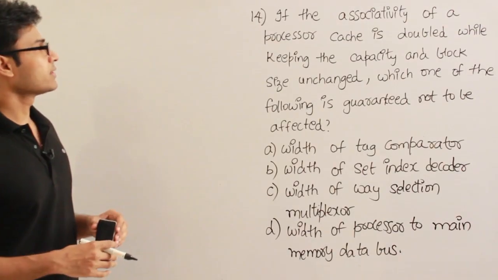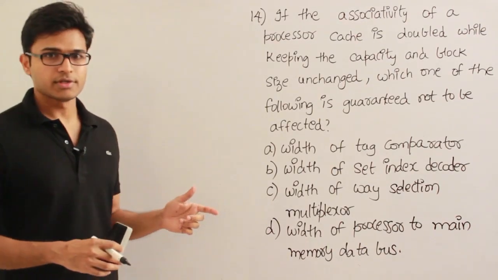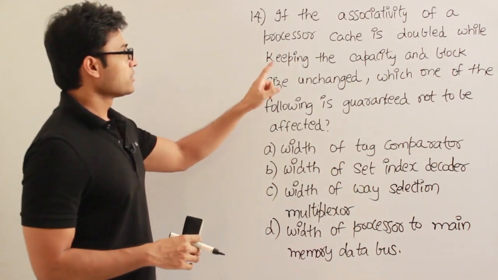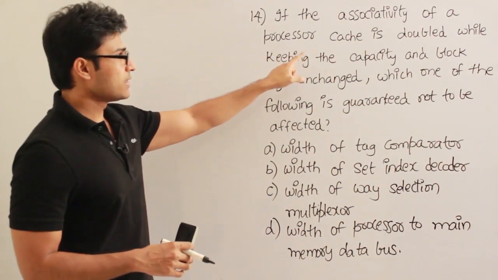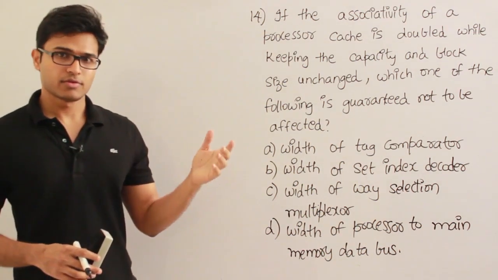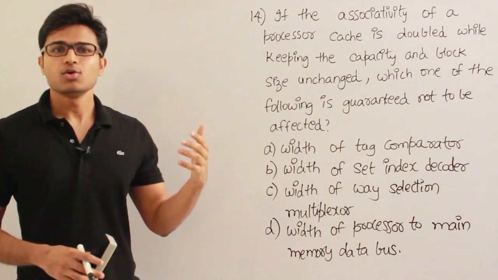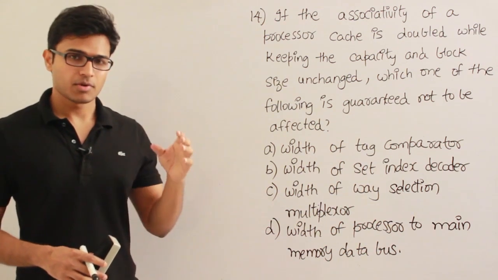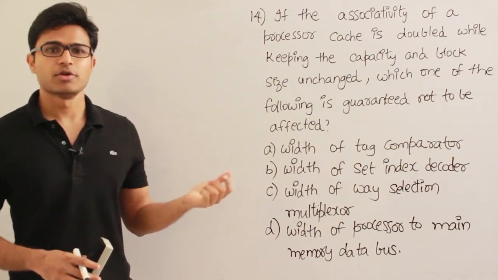Now in this question, they are asking GATE 2014. You can read that question. If the associativity of the processor cache is doubled, what does it mean? Initially if it is k-way associative, now they are going to make it 2k-way associative, which means the number of lines in one set is going to be doubled.